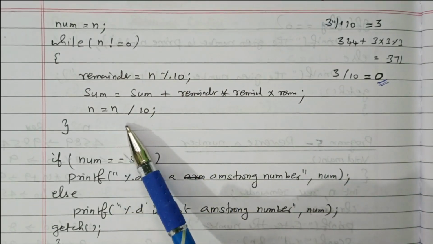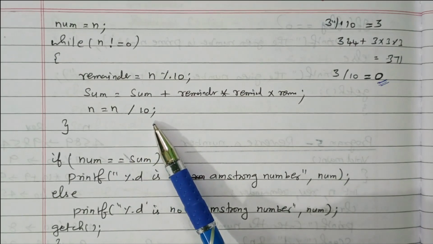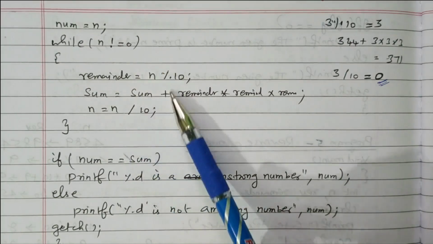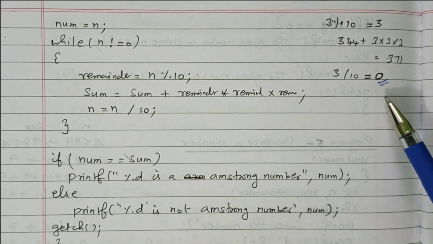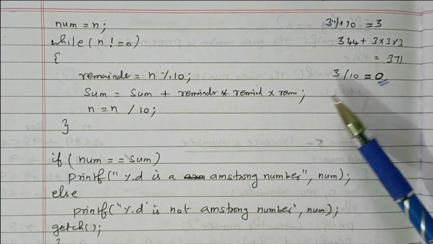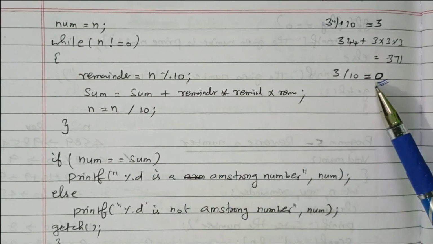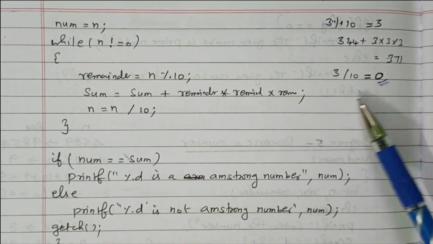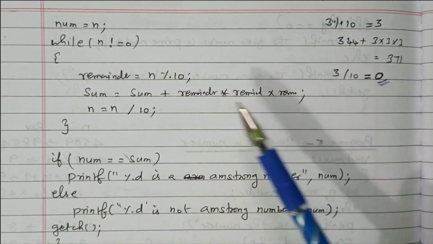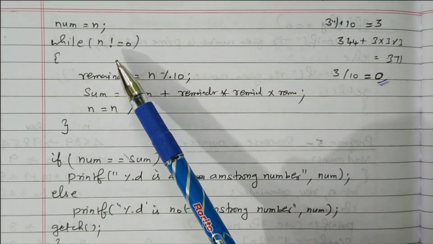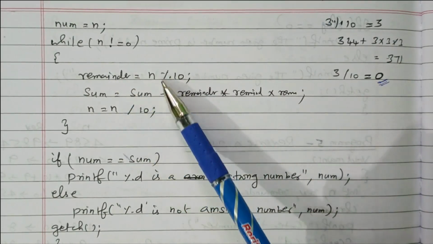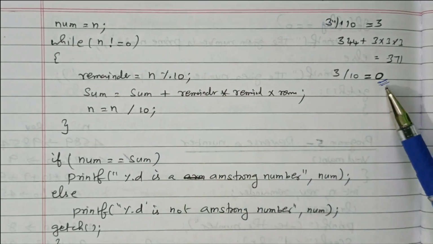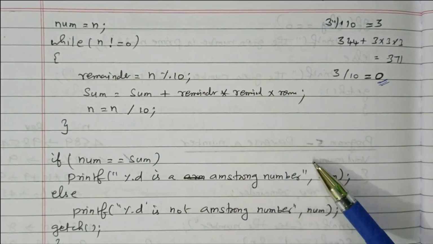n equal to n divided by 10. Now the digit is reduced. The same process is repeated until it reaches the 0 value. Suppose the number becomes 0, that is, n becomes 0, then we can stop this process. When n is not equal to 0, this process will be repeated. If it is 0, it will stop the process.